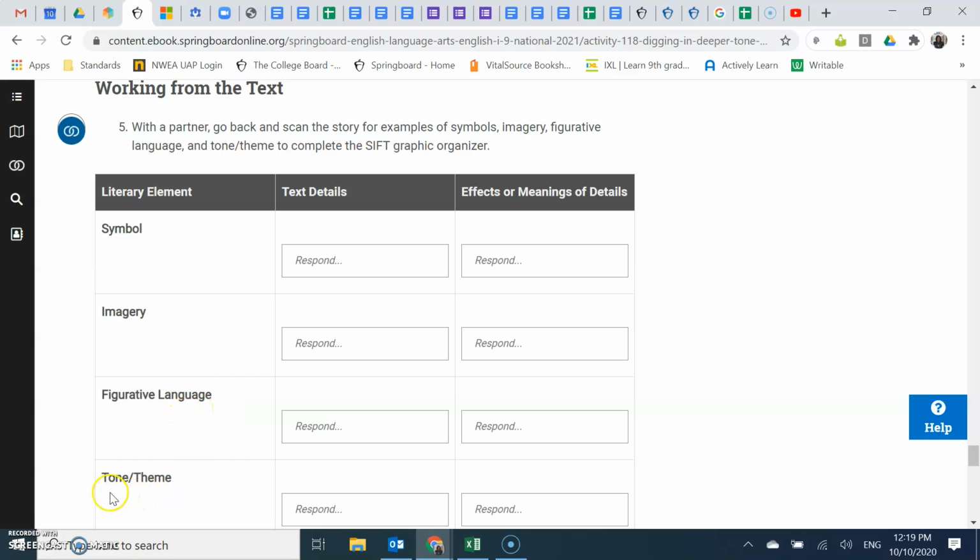And then 2 tone or theme of the story, and then explain the effects of it. 2 symbols, 2 imagery, 2 figurative language, and 2 tones. So you're going to answer questions 1 and 2 and 5. Let me know if you have any questions.